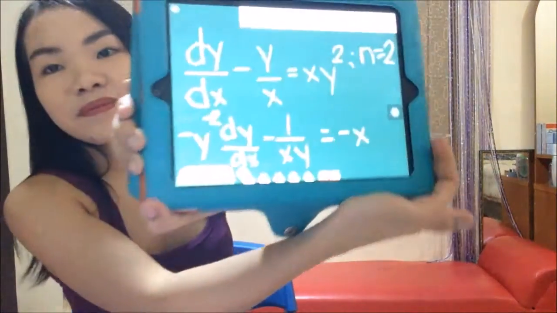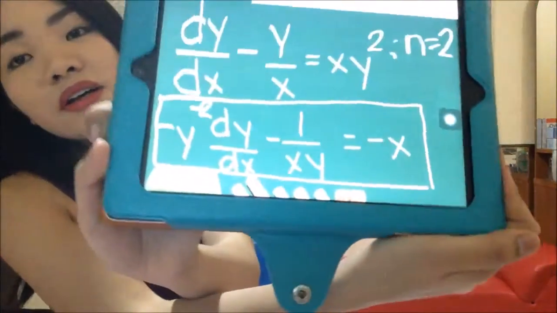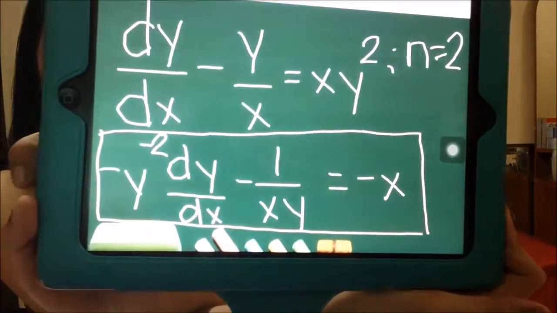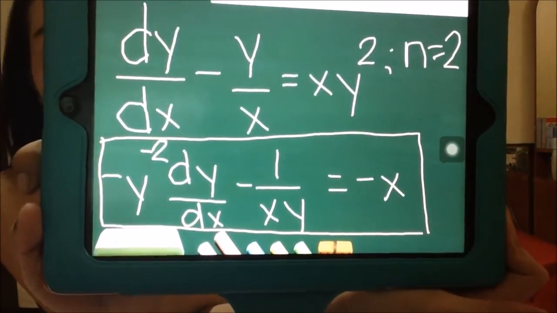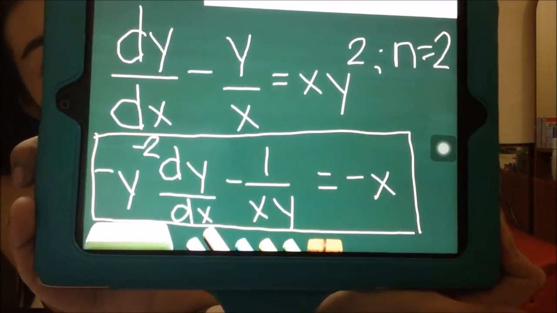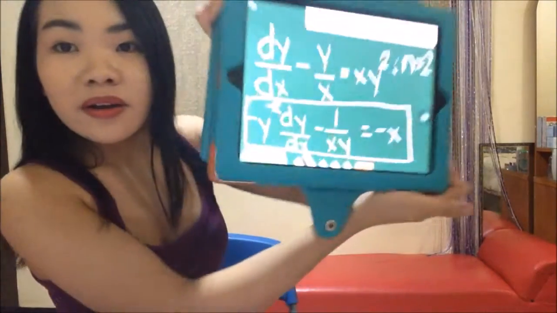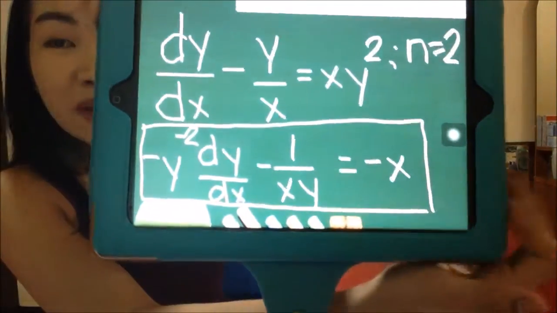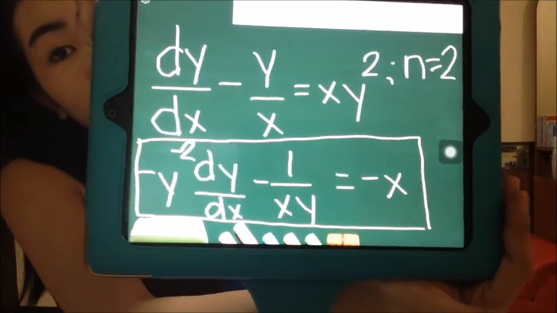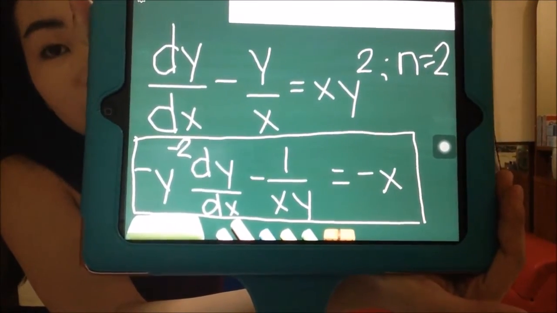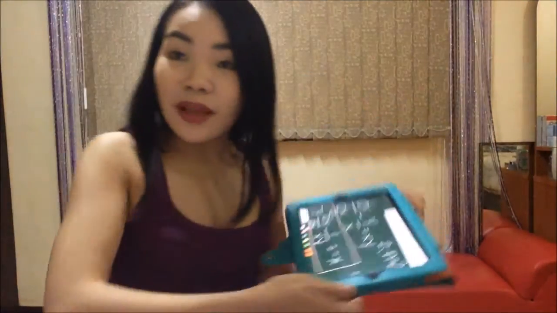So there. As you can see, I'm going to box it for you to see it clearer. There, I got a linear equation: negative y raised to negative 2 dy over dx minus 1 over xy is equal to negative x, where the p function of x is negative 1 over x, and the q function of x is negative x.